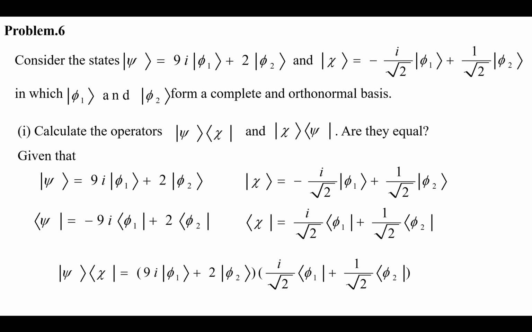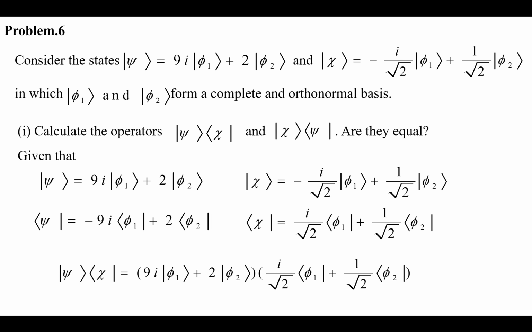Our ket psi equals 9i phi 1 plus 2 phi 2, and ket chi, which is equal to minus i by root 2 ket phi 1 plus 1 by root 2 ket phi 2. And here phi 1 and phi 2 form a complete and orthonormal basis. So they are orthogonal, and of course they are complete. Now the first division is we are going to calculate the operators ket psi bra chi and ket chi bra psi. Whether they are equal or not, we are going to find out.